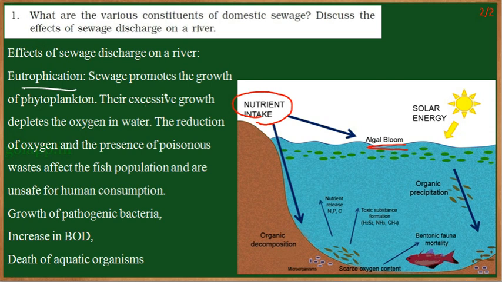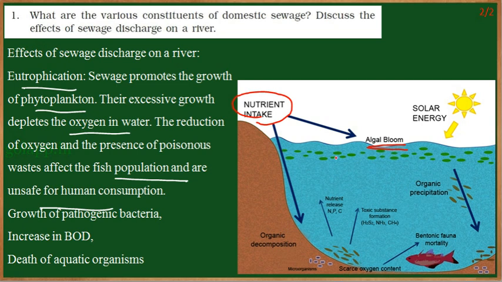Eutrophication always promotes the growth of phytoplankton. When the phytoplankton grow, there would be depletion of oxygen in water. This reduction of oxygen and the presence of poisonous waste affects the fish population and makes the water unsafe for human consumption. Now we can come to this link here.